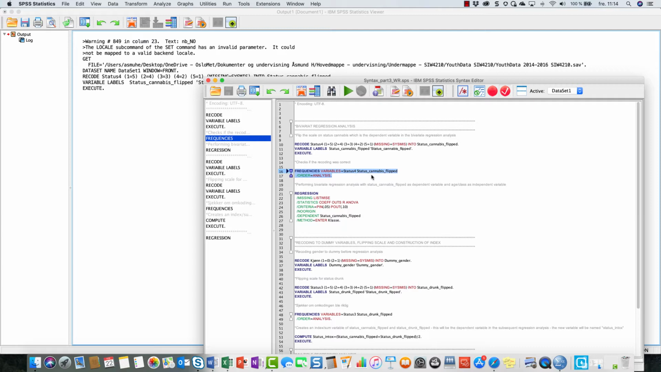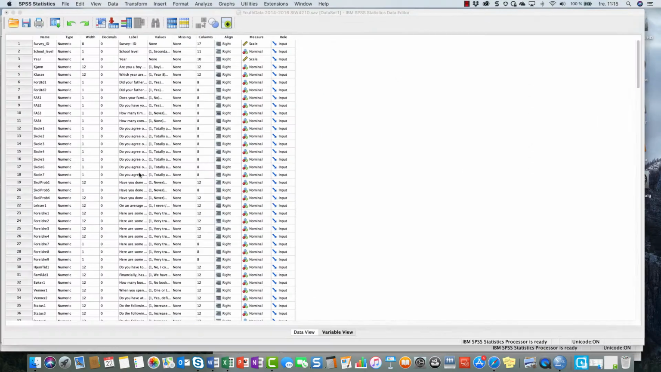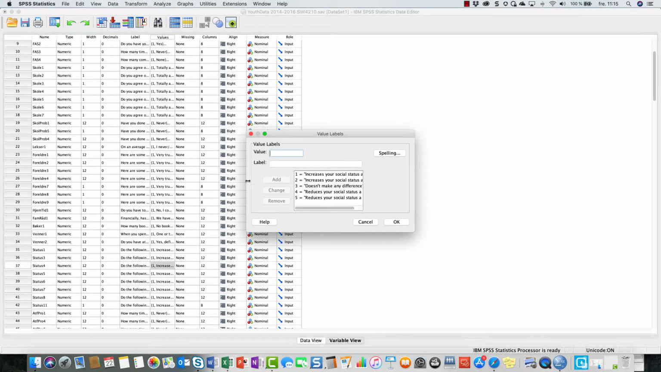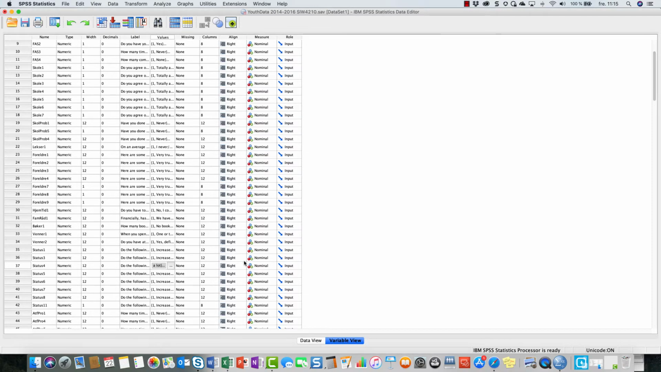And now I know that. Because some of you would say, oh, why do you know that increase your social status a lot is 1 on the previous variable? Well, I know because I went into the data set and I looked at status 4 and I say, okay, 1 is it increases your social status a lot. I can pull this up. And 5 is it reduces your status a lot. So I know from before. So if you don't know the values on the variable, you have to go into SPSS and look at it.